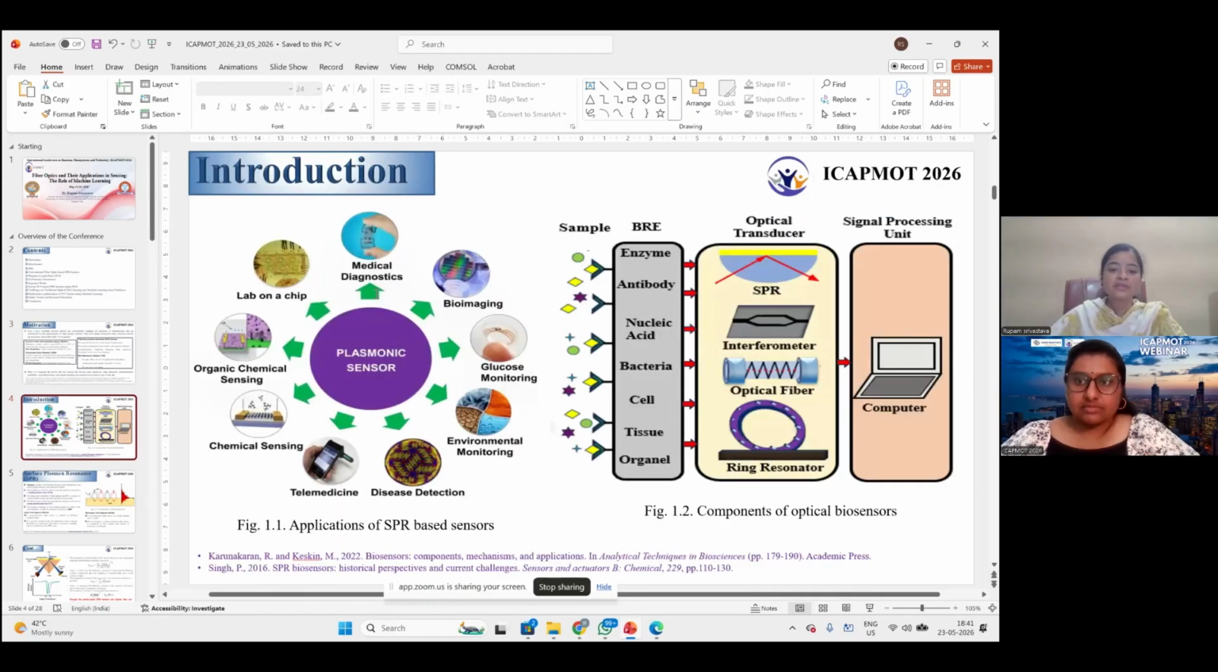Then surface plasmon resonance-based sensors can be applied in various fields like medical diagnostics, agricultural field, environmental monitoring, chemical sensing, glucose monitoring, etc. So the basic building blocks of optical biosensors are, first of all, the sample, which is to be detected. Then the BRE, meaning biorecognition element, the optical transducer, which will convert the information so that it can be detected, and the signal processing unit. These are the basic components.